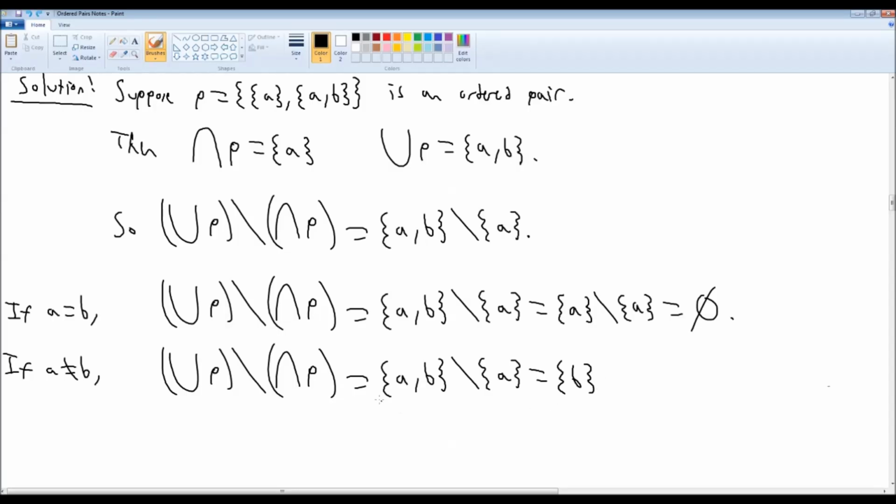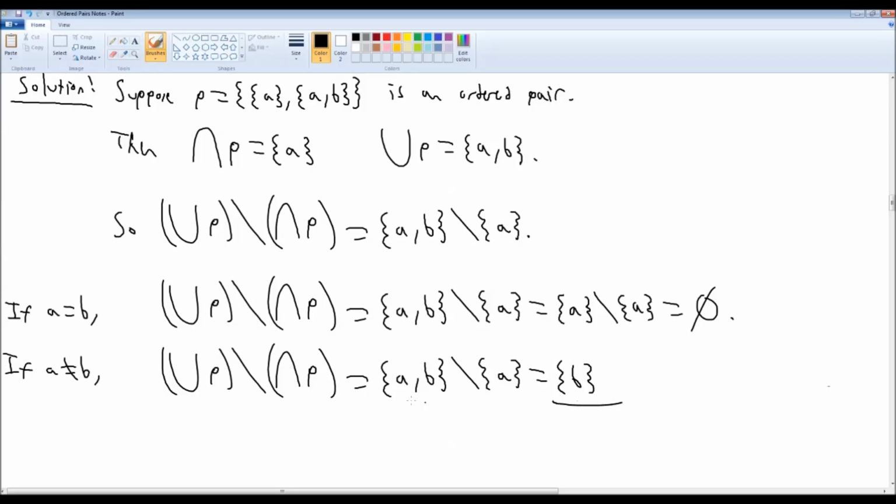Why is that? Well, to show two sets are equal, we just got to show that they're subsets of each other. The reason this guy's a subset of this is that if you're in this set, that means you're in this set, but not in this set. In other words, you have to either equal A or B, but you can't equal A. So therefore, you have to equal B. And therefore, you have to be in this set. Okay, so that shows this guy's a subset of this.